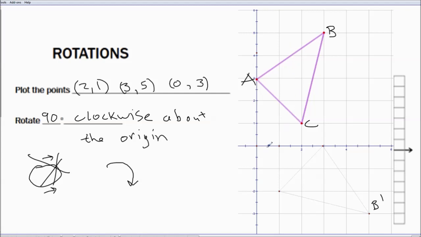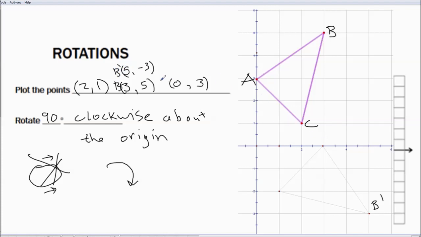Let's get the coordinates. Now remember, this came from the coordinates 3, 5. That's right here. Point B. What are the coordinates of this point now? So it looks like we're 5 to the right and we're down 3. So that turned into 5, -3.